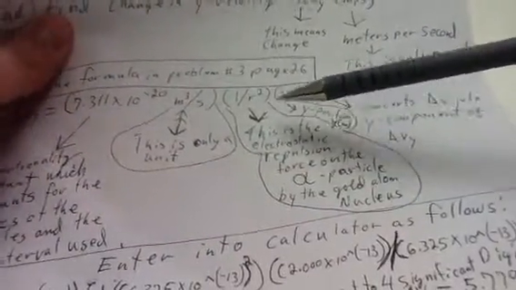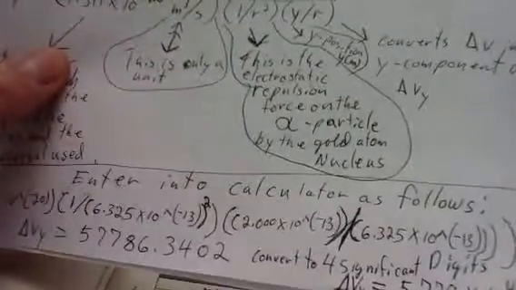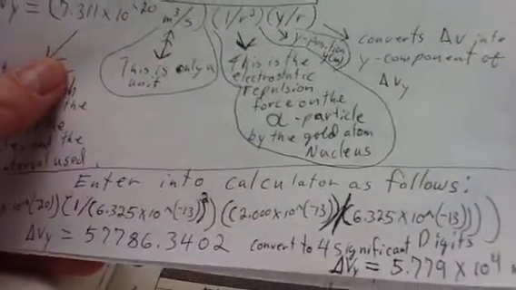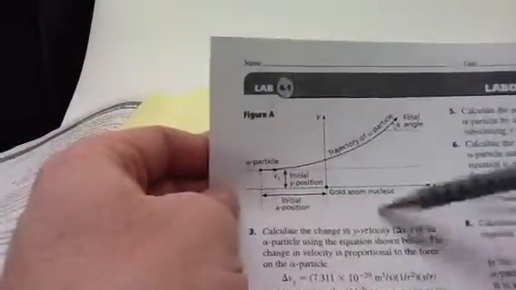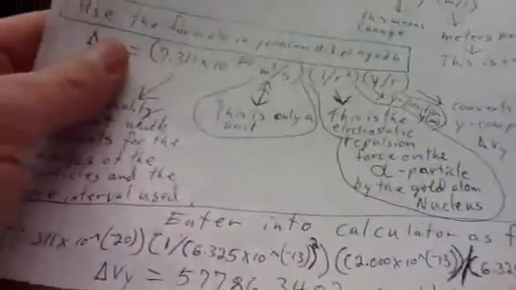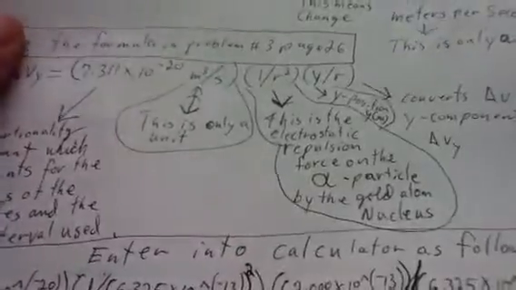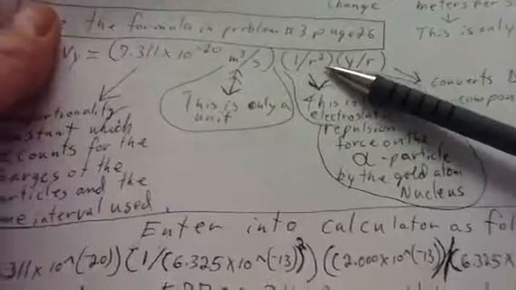This factor right here, the 1 divided by r squared, is the electrostatic repulsion force on the alpha particle by the gold atom nucleus. So if you want to look back at it here, that's the force that this gold atom is putting on that particle, the electrostatic force, or electrostatic repulsion, from the positive charges in the nucleus of the gold atom. That's what that's determining.